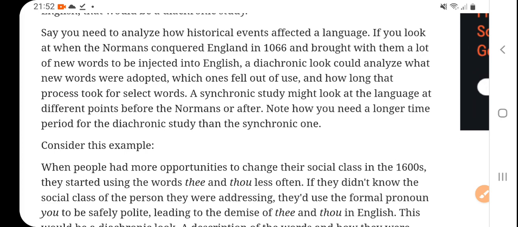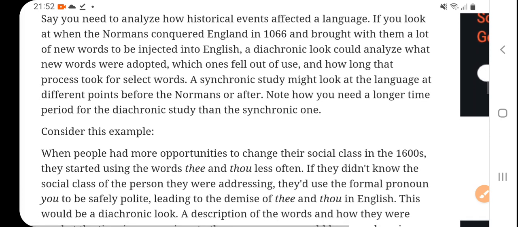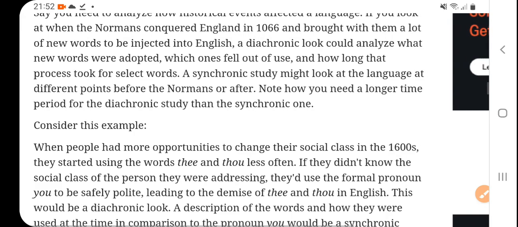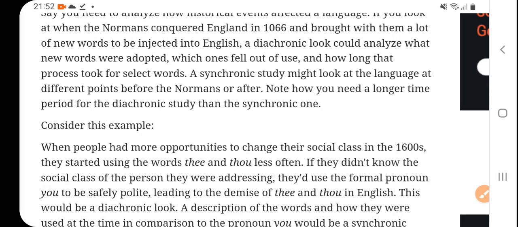If you look at when the Normans conquered England in 1066 and brought with them a lot of new words to be injected into English, a diachronic look could analyze what new words were adopted, which ones fell out of use, and how long that process took for select words. So that's the study of diachronic linguistics.